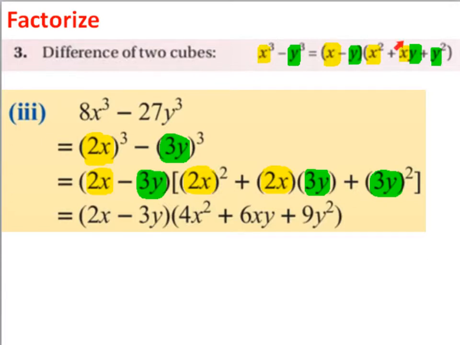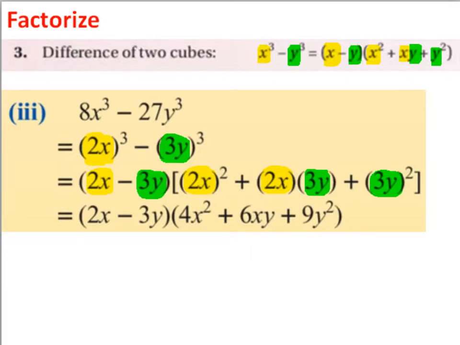So you have to learn off this formula, and it is actually quite common in the Leaving Cert higher level exam questions. It does not come up in the Leaving Cert ordinary level, however. So you do need to learn off this formula, and you also should learn off the sum of two cubes formula, which has a plus in between here. It's the same layout, just the signs are different.